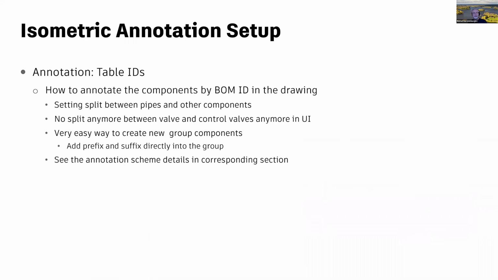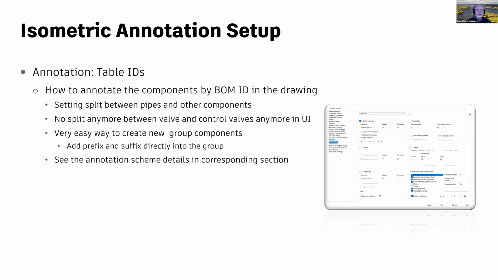Next up, table IDs. This is how to annotate the components which are listed on a bill of material by the ID in the drawing. This is the old one. You see we have a possibility to check. Spool, welds, and cut pieces are disabled, but you can check them, and these are the table IDs. Here you can use labels and an enclosure of some kind, but it's a little bit limited. Also, you see control valves and non-control valves split here.